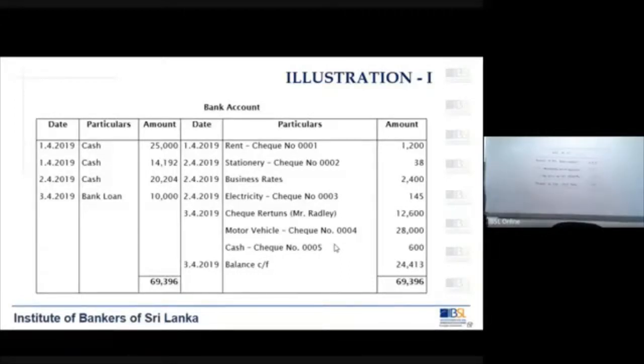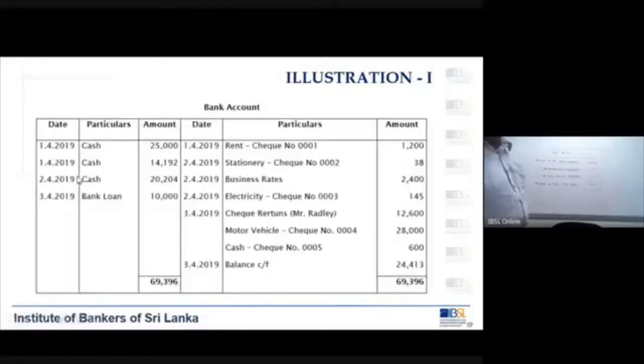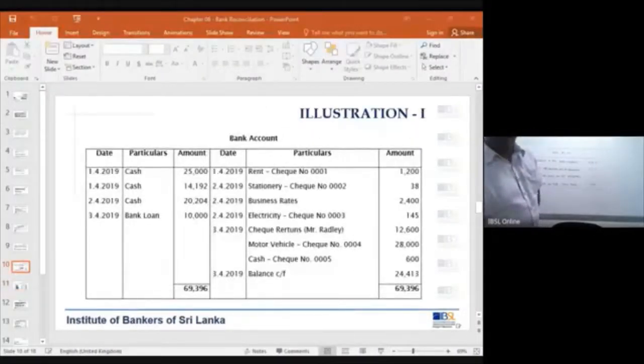So what are the items that will be marked? Let's say on 1st of April 2019, in the cash book you have 25,000. Now go to the credit column of the bank statement. Yes, it is shown there in the bank statement. In the credit column, you have the 25,000 deposit. You see, on 2nd of April, they show this balance.